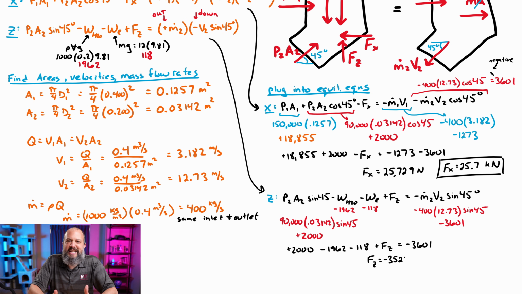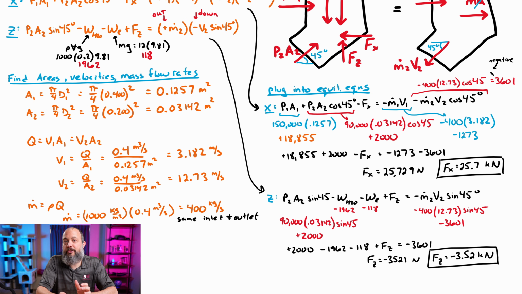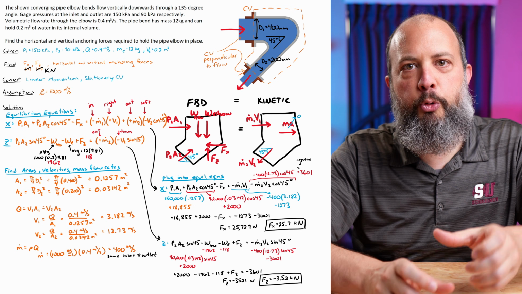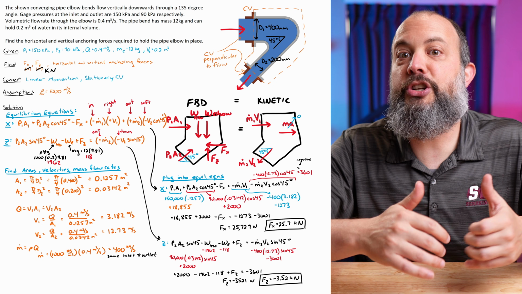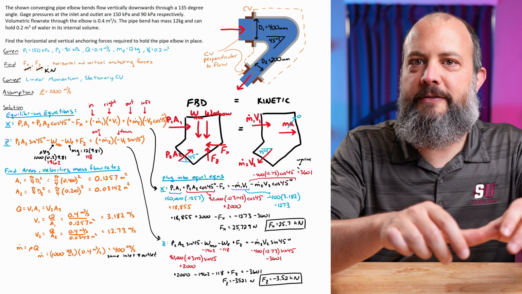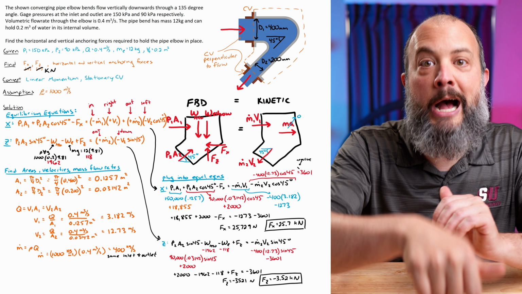Some calculator work gives me negative 3.5 kilonewtons. And this negative means that my initial arrow that I drew on my free body diagram, I guessed the wrong direction. The force is actually pushing downwards, which is really saying that even though the weight of the water is pushing down, the pressure pushing upwards is actually even stronger than the weight of the water. And so the bolts attached to the flanges are actually holding the pipe downwards a little bit.